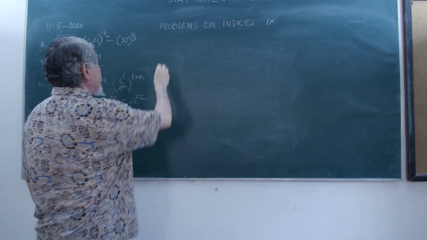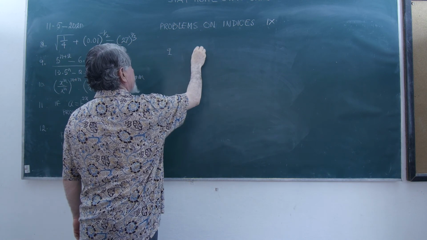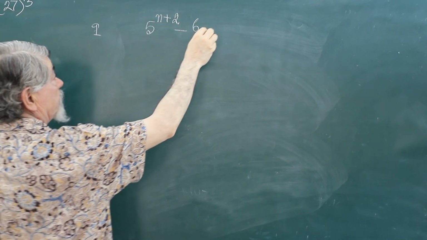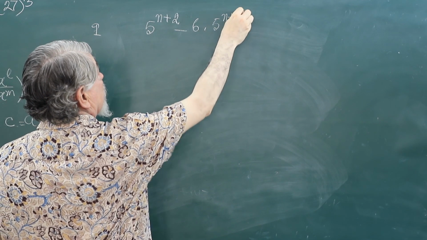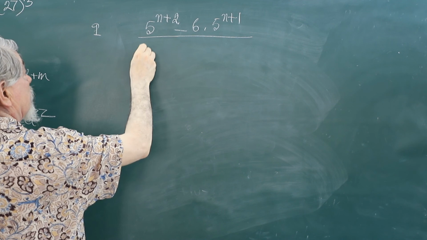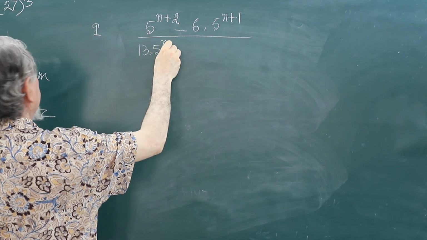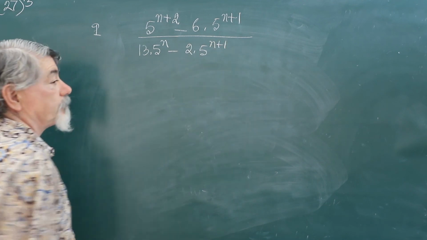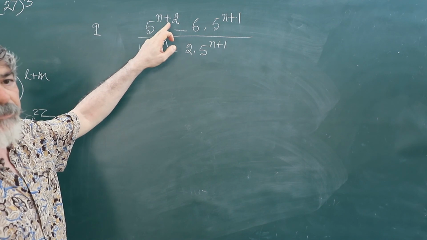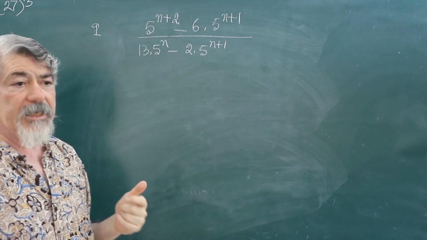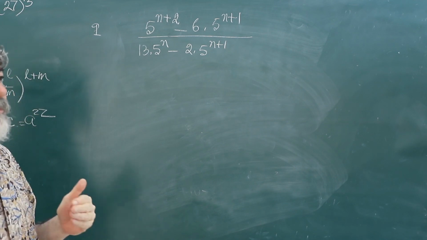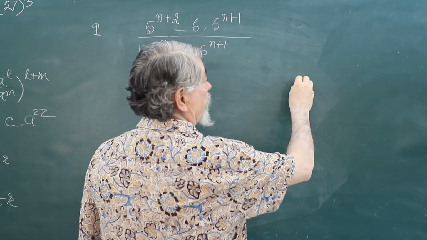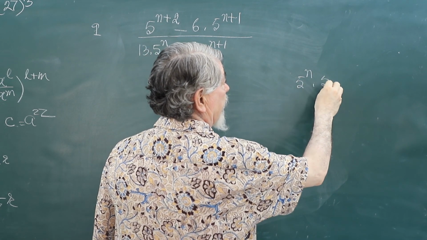In question number 9 I have 5 to the power n plus 2 minus 6, 5 to the power n plus 1, upon 13 into 5 to the power n minus 2, 5 to the power n plus 1. There's nothing to worry about these 5 to the power n plus 2 or 5 to the power n plus 1. You know the first law is the product law. Suppose I have 5 to the power n into 5 to the power 2.